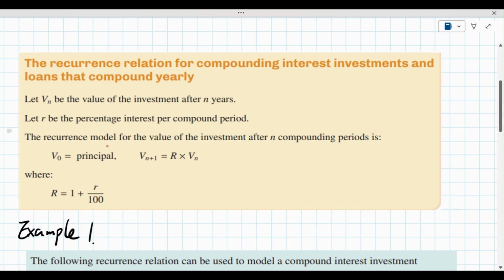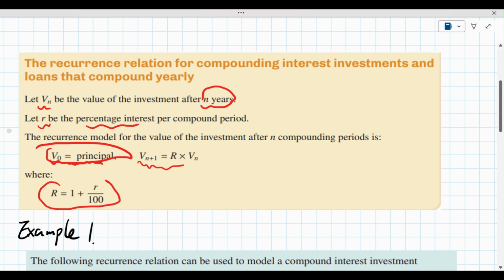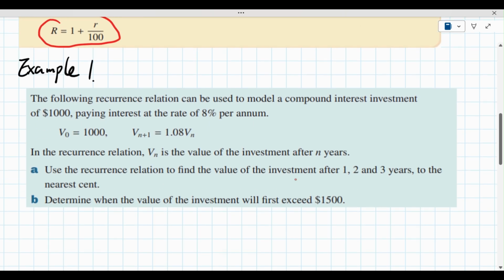This is a classic recurrence relation. V0 is the principal, which is your beginning, the initial value. N is how many years we invest, and R is the percentage rate for the compound periods. In the recurrence model, we need to know our initial principal, after how many periods, and then what your total investment is. R equals 100% plus the percentage per year, per period. That's it, and we're going to start with some example questions.